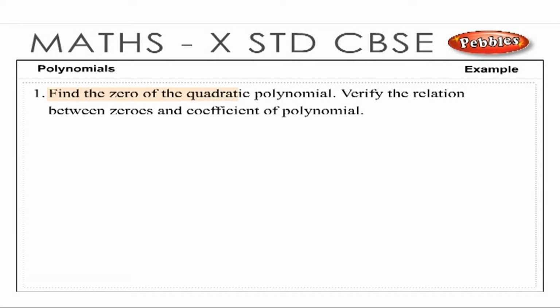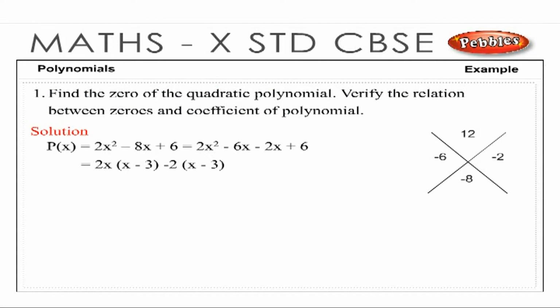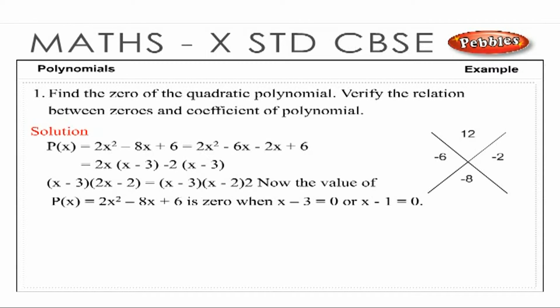Find the zeros of the quadratic polynomial and verify the relation between the zeros and coefficients of the polynomial. Solution: p of x is equal to 2x squared minus 8x plus 6, which is equal to 2x squared minus 6x minus 2x plus 6, which is equal to 2x into x minus 3 minus 2 into x minus 3. That is x minus 3 into 2x minus 2, which is equal to x minus 3 into x minus 1 into 2.